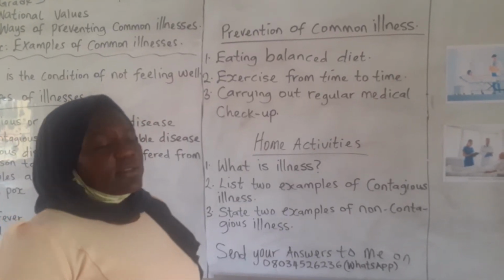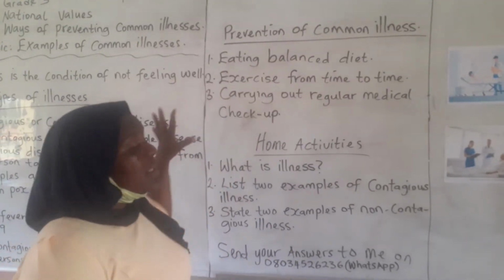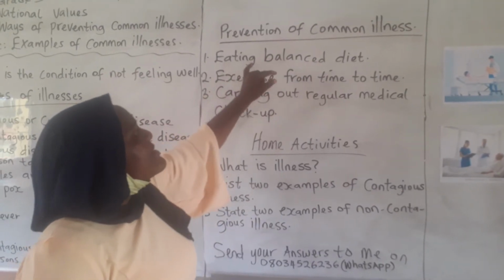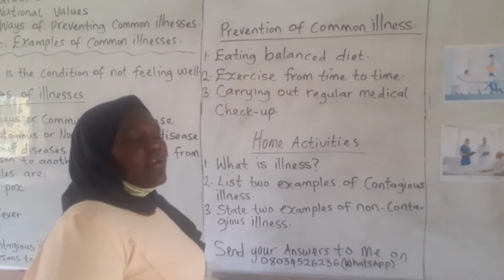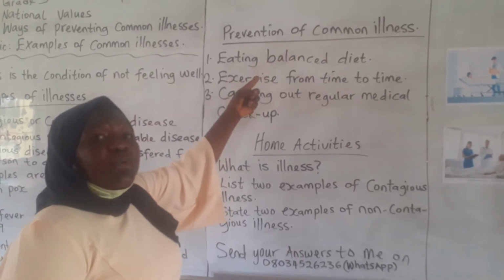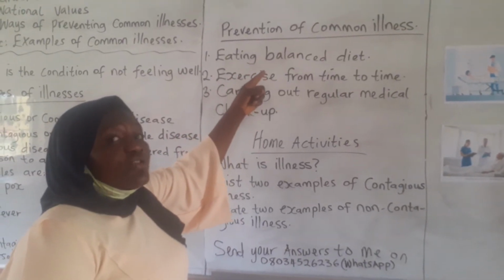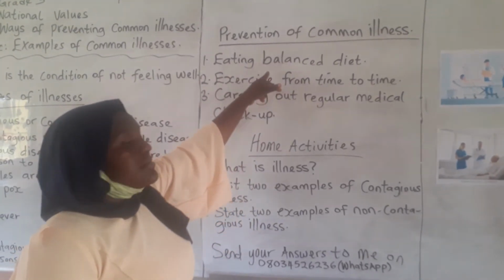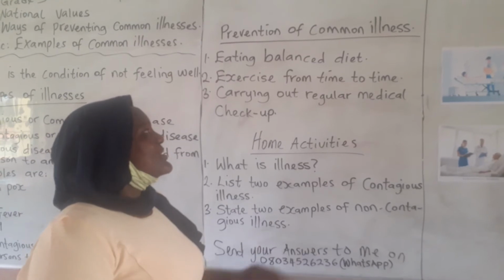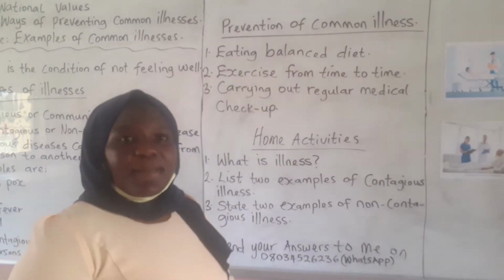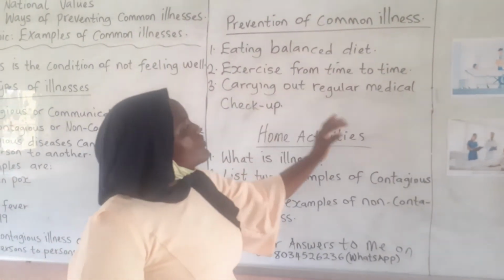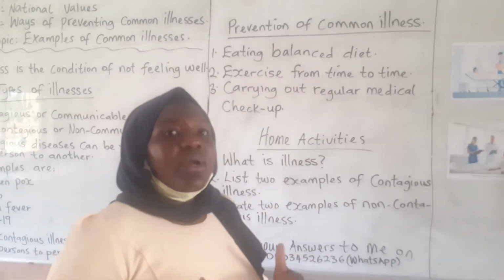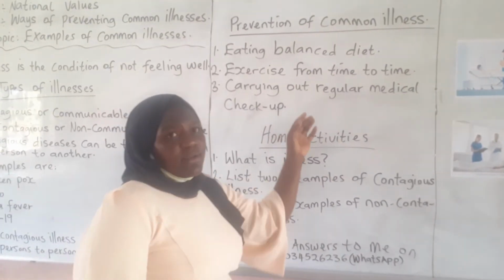Prevention of common illnesses. To prevent these illnesses that we just mentioned here, we have to do the following. Eat a balanced diet. Remember, in our PVS, we talked about balanced diet. So if you want to know what that means, you go back to your PVS note and get what a balanced diet contains. Then exercise from time to time. Carry out regular medical checkups to know what is wrong with you and take precautionary measures for it.